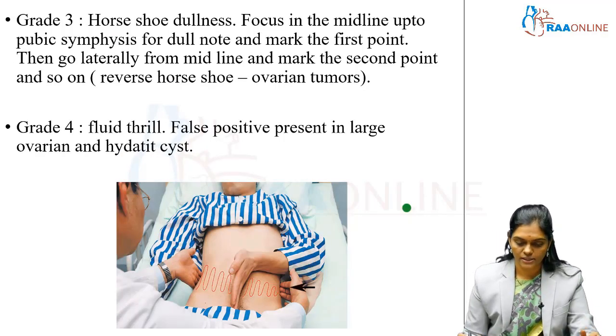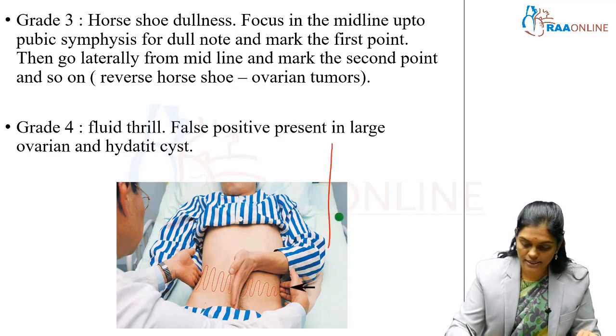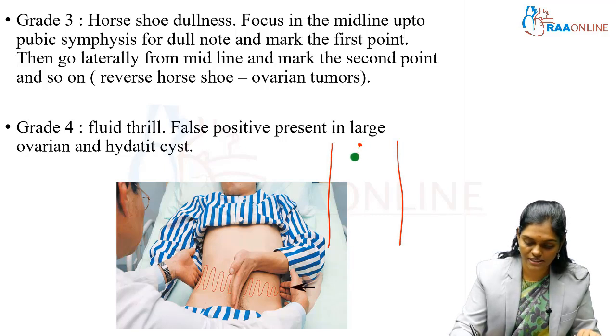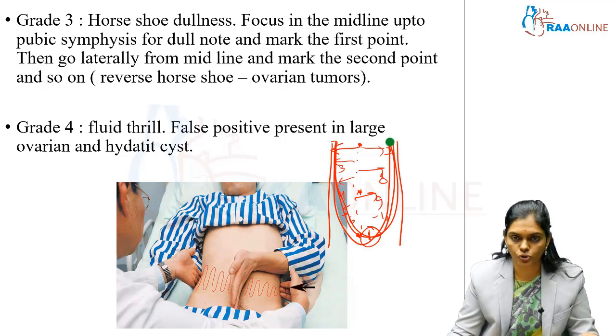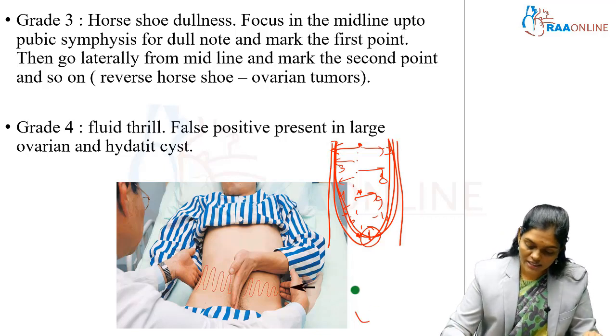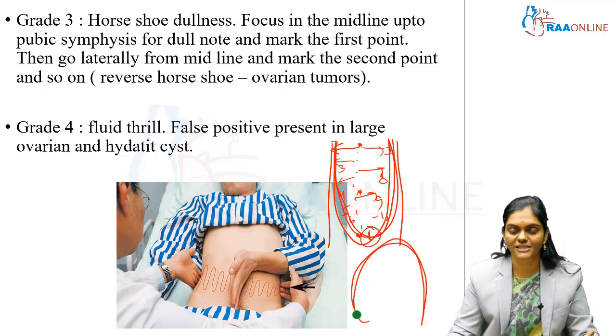Grade 3 is horseshoe dullness. Horseshoe dullness is, let's say this is the abdomen. This is the xiphisternum. You start percussing in the midline from the xiphisternum downwards. So you find the first dullness point here. This is the umbilicus. The first dull point is here. Mark it as 1. Now you go laterally here. Wherever you find the first dullness point, mark it as 2. Go again here, mark it as 3, mark it as 4, and so on. You keep going: 7, 8, 9, 10. Finally this would have formed a horseshoe. This is called horseshoe dullness. And there is something called a reverse horseshoe. This reverse horseshoe is seen in ovarian tumors.